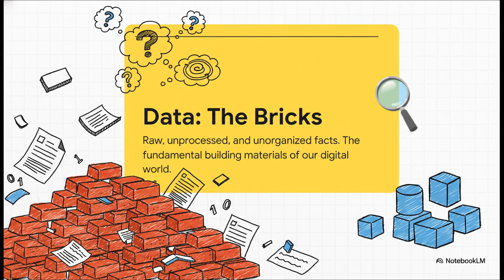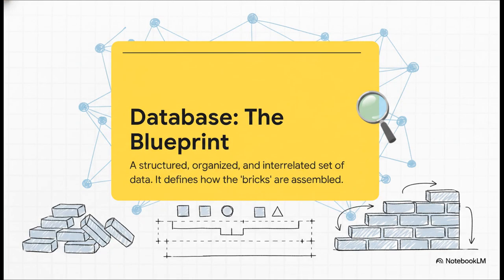So, to be super clear, let's define our terms. Data is the raw material. It's just a pile of bricks. It's the numbers, the words, the raw facts. Without any structure or any context, it's really just a pile of stuff. Now, a database, that's the blueprint. It takes that pile of bricks, that raw data, and it gives it structure. The two keywords here are structured and interrelated. That's what makes a database different from, say, a folder full of spreadsheets. The blueprint defines how all the bricks connect to each other.